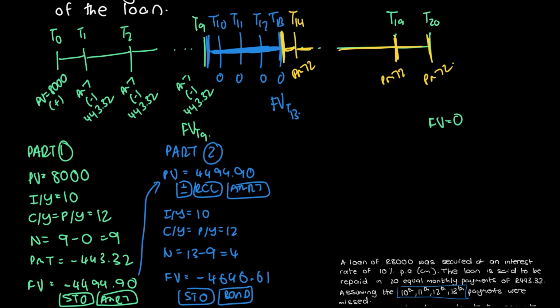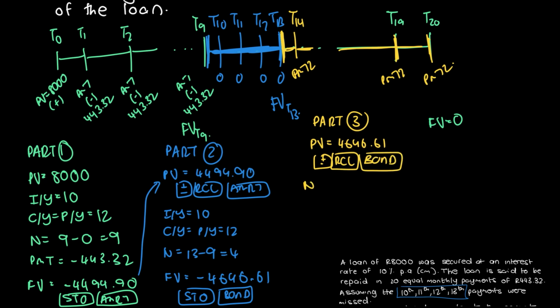Okay. Now we're at the part where we're going to create a new annuity, and that annuity is going to run from T13 to T20. So we have part 3. The information for part 3, firstly, is the present value, 4646.61. Once again, we're going to use the recall when we put this into our calculator. We have our N, which is 20 minus the 13, which is equal to 7.